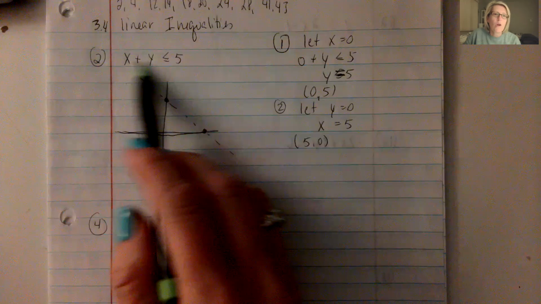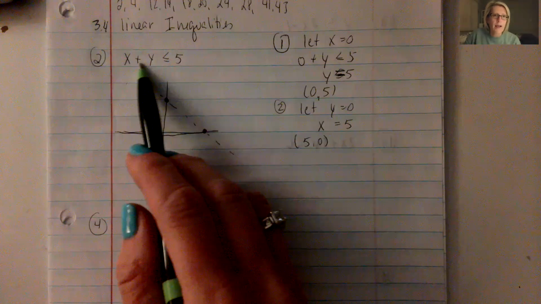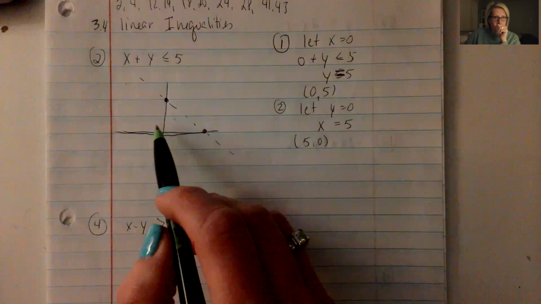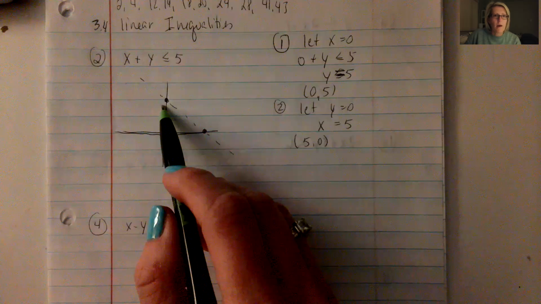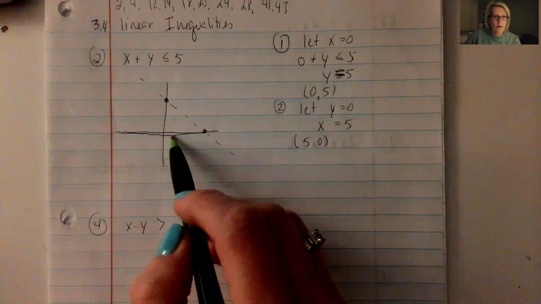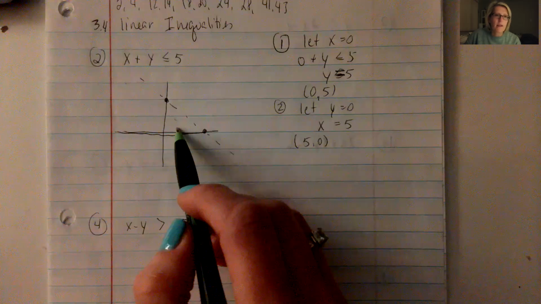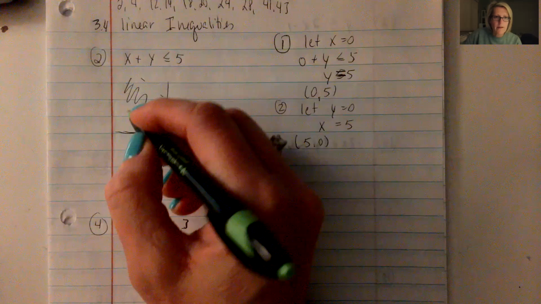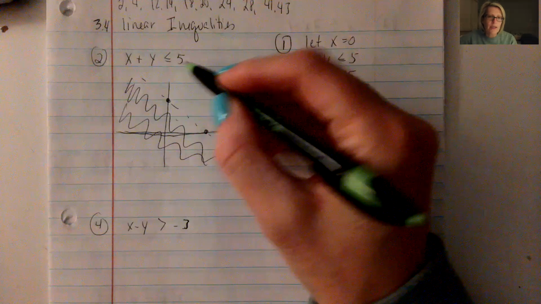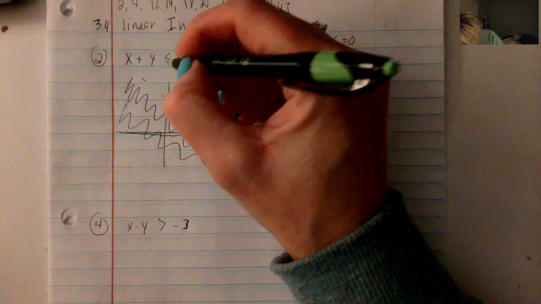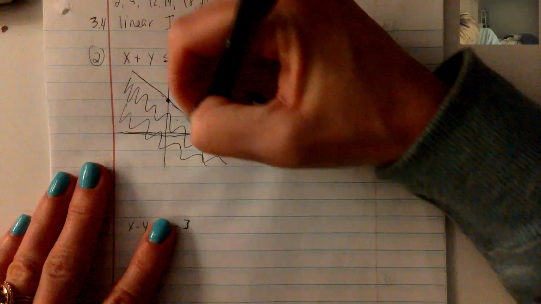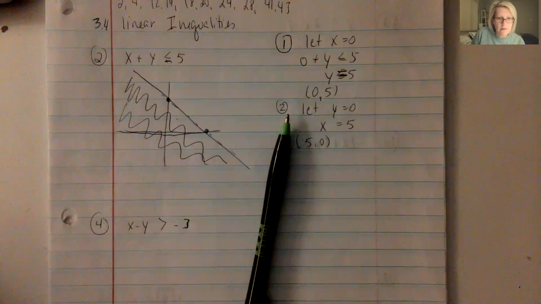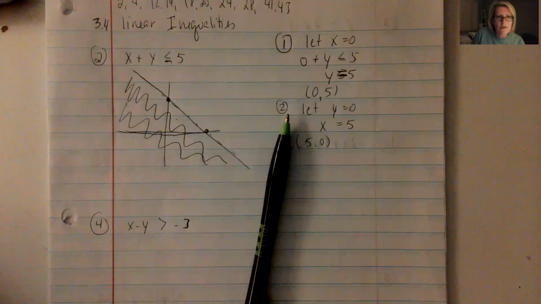And we want to know where x plus y is less than 5. Here, if x is 1 and y is 4, you add them together and you get 5 or less. So it's going to be anything shaded under here. And because it's less than or equal to, we have an equal to, so our line gets a solid line. Okay, let's go to Desmos and check it out.